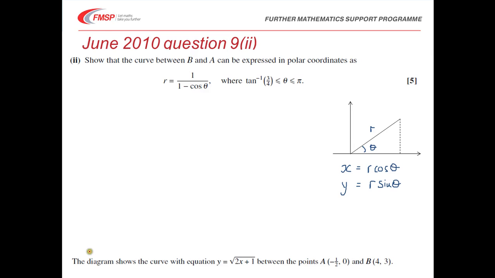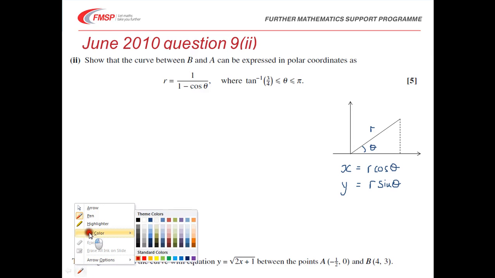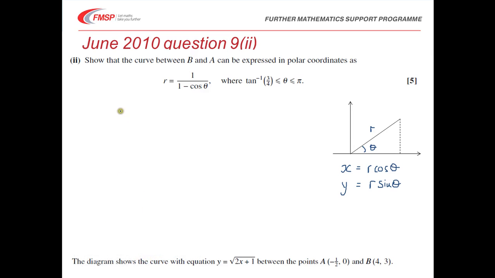So in part 2 then, this is the bit which involves polar coordinates, we're asked to show that the curve can be expressed as r equals 1 over 1 minus cos theta. So the curve we're looking at is this one here, and it's between these 2 points, and we'll need to use those 2 points to establish the limits. So let's just check on how we're going to do that.